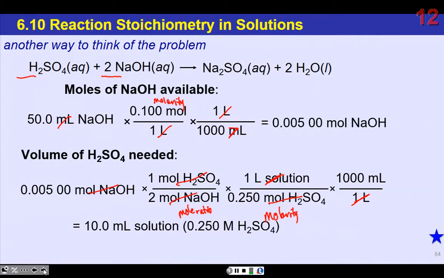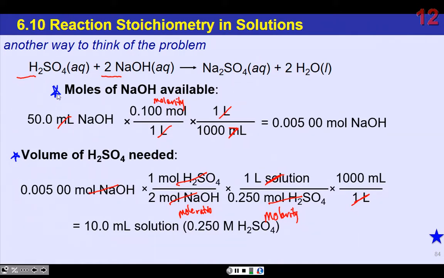You can think in terms of the moles of sodium hydroxide that are present and what amount of sulfuric acid reacts with it. We're essentially doing the same steps, but you're kind of stopping in the middle to describe the amount of the sodium hydroxide that's being reacted with the sulfuric acid in question.